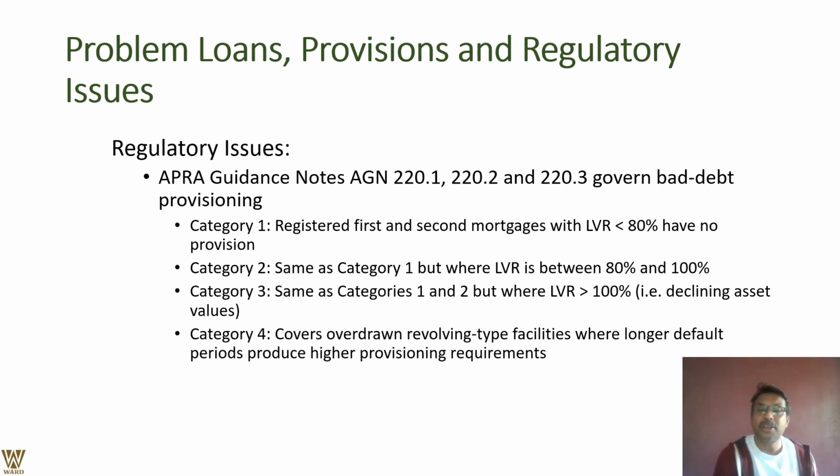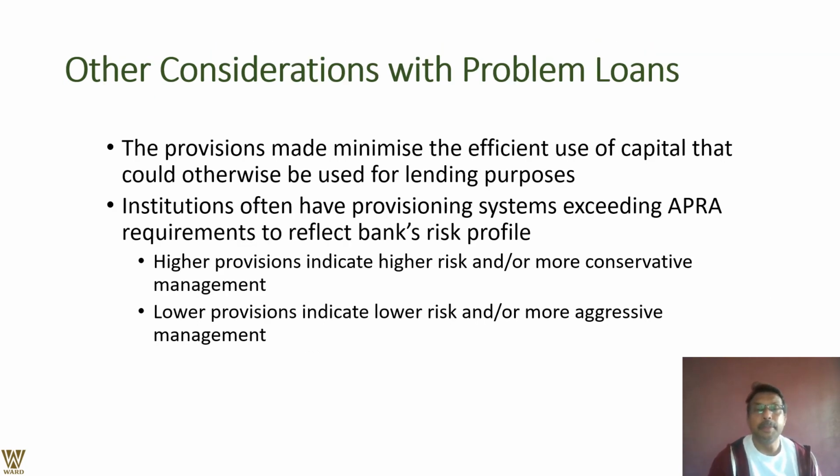Category 4 covers overdrawn revolving facilities of all types, where longer default periods produce higher provisioning requirements. The provisions made minimize the efficient use of capital that could otherwise be used for lending purposes. An institution may have provisions exceeding the APRA, the Australian Prudential Regulation Authority, requirements to reflect the bank's risk profile. Higher provisions indicate a higher amount of risk and more conservative management. Lower provisions indicate lower risk and more aggressive management, as the case might be. This is what we are looking forward to.